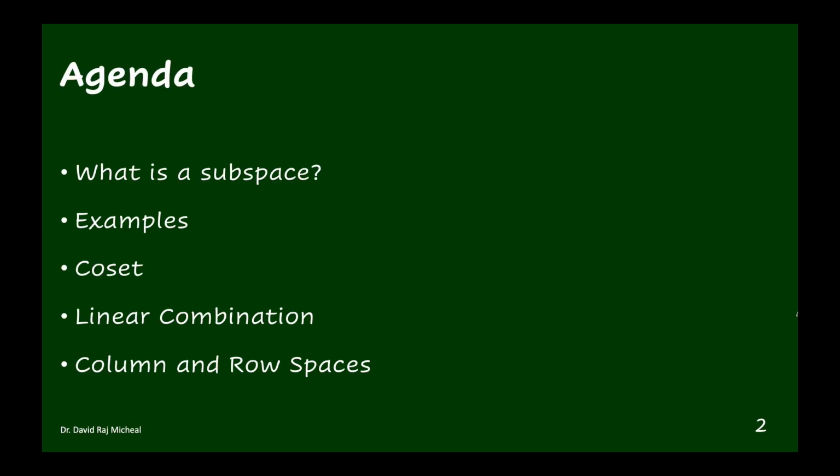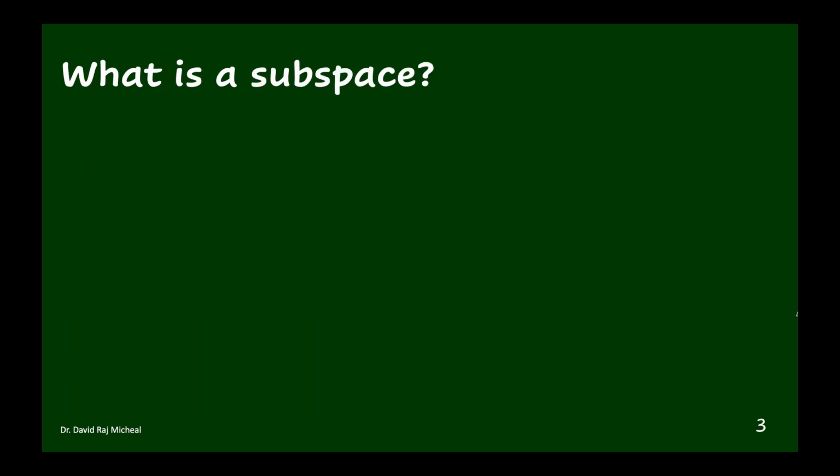Today we'll see what a subspace is, and we'll see some examples and an equivalent definition of a subspace. We'll also define something called a coset, and we'll see what we mean by a linear combination. Coming out of it, we'll see what a span is, and we'll look into special subspaces called column spaces and row spaces, etc. So that's our plan for today. So let's see what a subspace is.